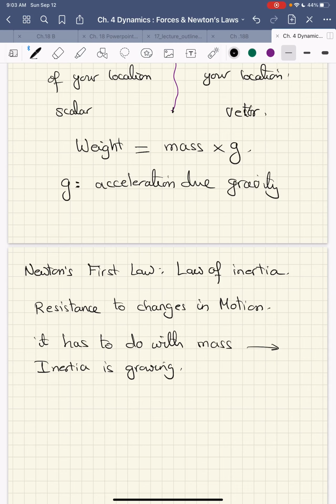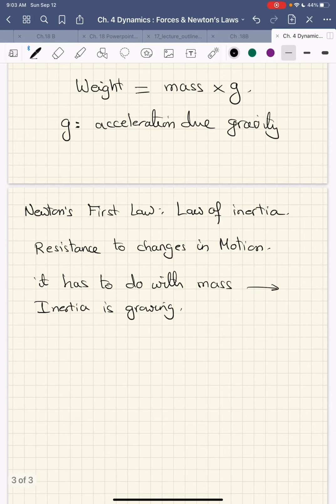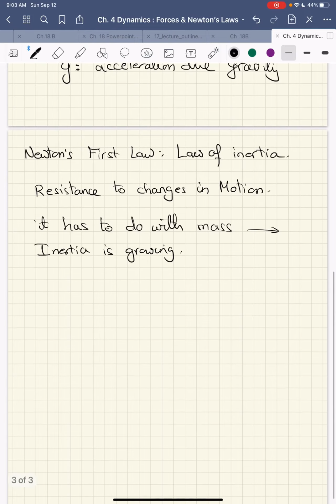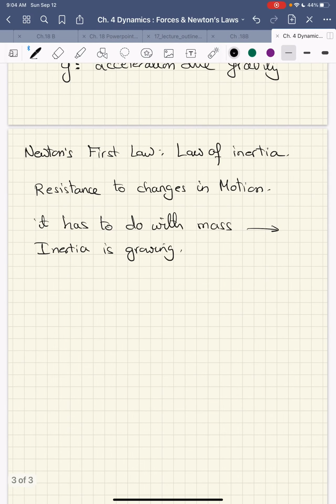Then I will say it has to do with changes in motion. It will create more resistance to motion. Now the other law that I'm going to introduce, and this is maybe most of the work we are going to do, is Newton's second law, which has to do with Newton's first law.